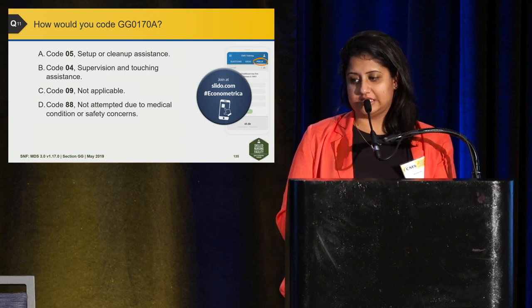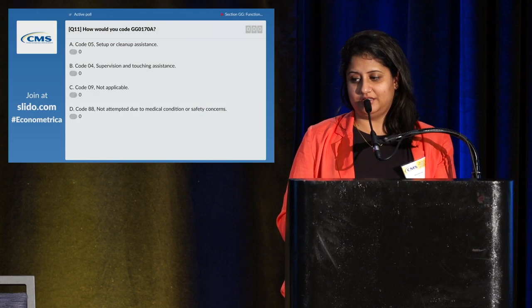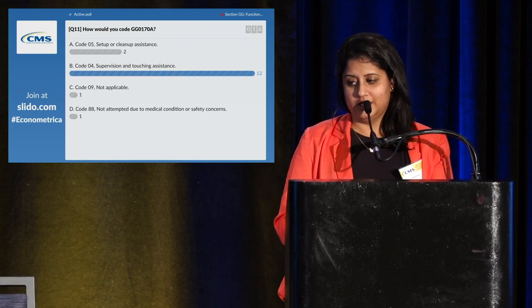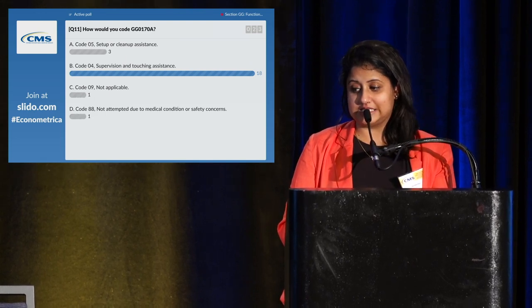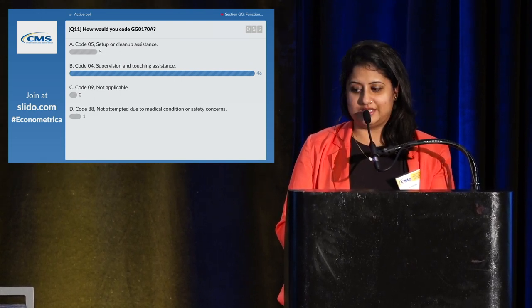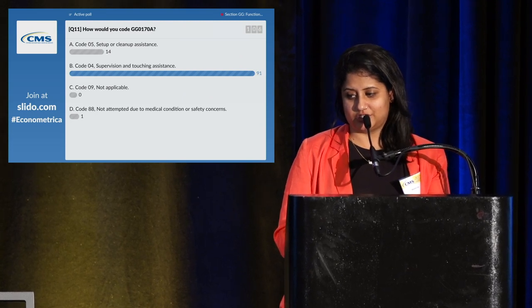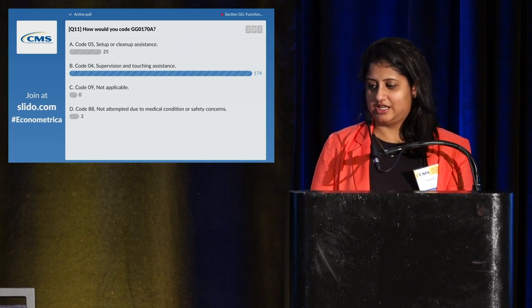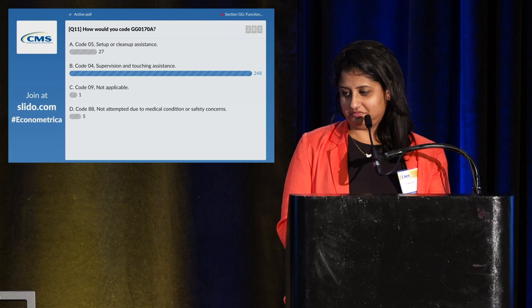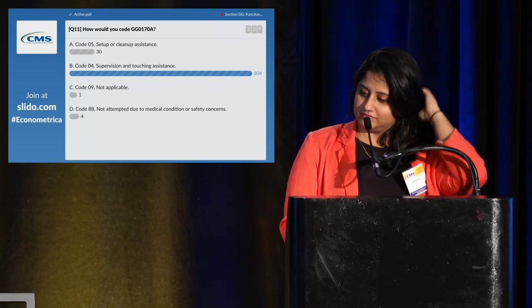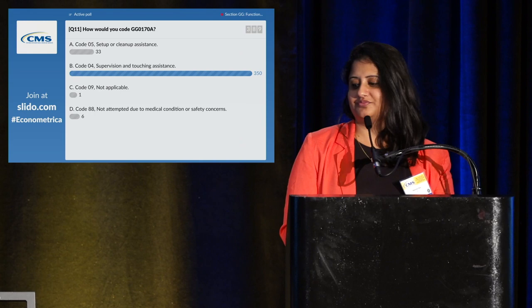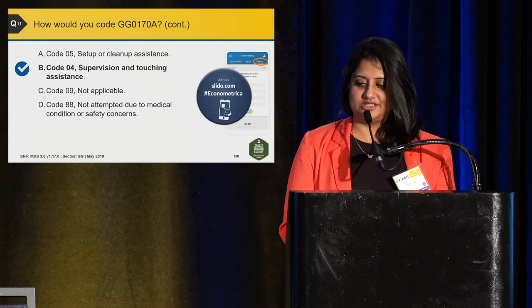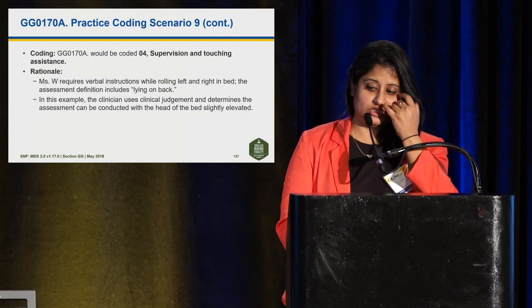So, again, bringing out Slido, how would you code GG0170A? Your options are A, 05, setup or cleanup assistance, B, 04, supervision and touching assistance, C, 09, not applicable, or D, 88, not attempted due to medical condition or safety concerns. So I'll give you a chance to answer this. Looks like a number of you are leaning towards B. We'll go ahead and look at the correct answer now. And the correct answer is, in fact, B, code 04, supervision and touching assistance.